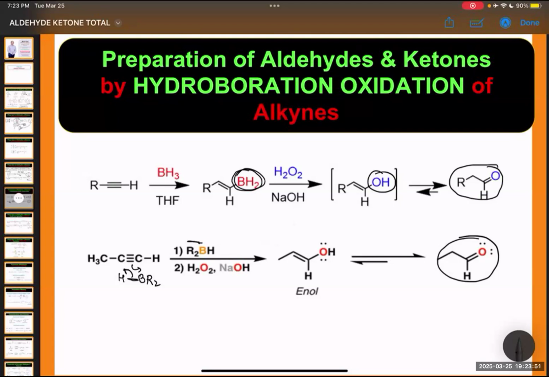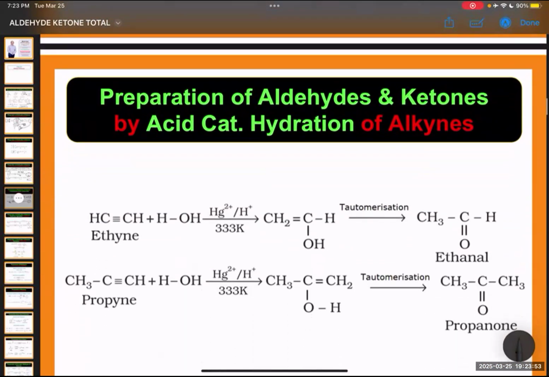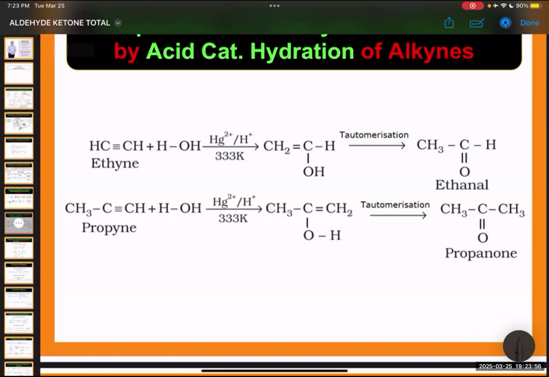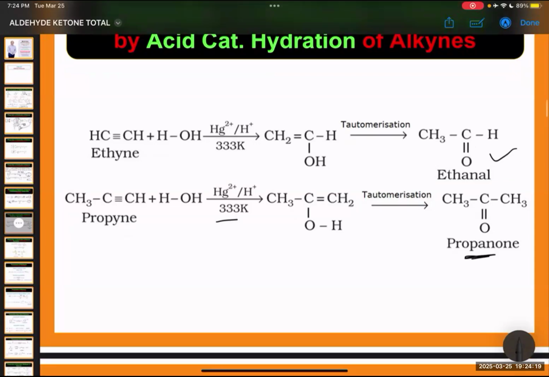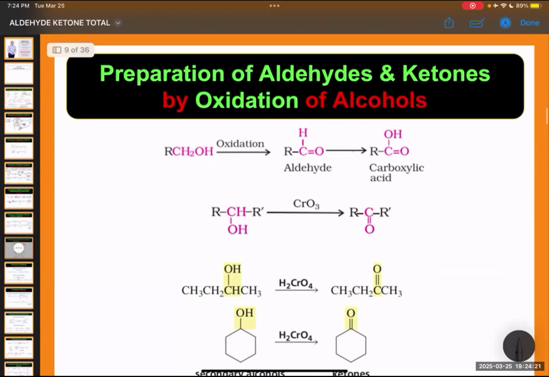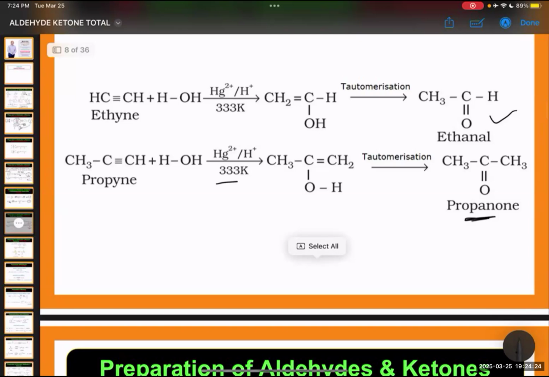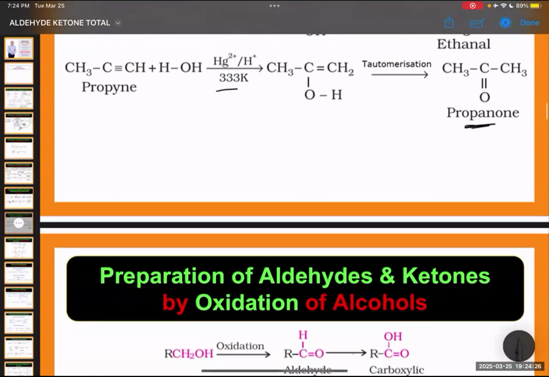So these are the two ways. Either you can use HgSO4 and dilute H2SO4, or you can use BH3 or B2H6 in THF followed by oxidation using NaOH and H2O2. So let's look at what we get with ethyne. Ethyne, you get ethanal, and propyne with HgSO4, the O is going to come in the middle. You are going to get propanone or acetone. Okay. Here, Markovnikov addition and anti-Markovnikov addition.